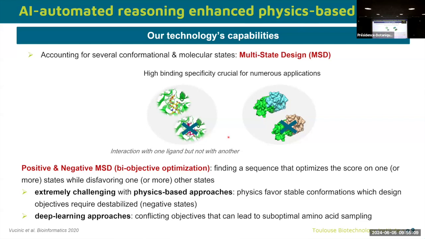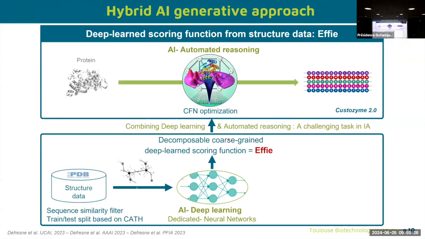To bypass this drawback, we developed a decomposable deep learning scoring function called EFI that learns on the structures in the PDB and can be combined with the automated reasoning algorithm of the tool that I presented before, since it is also a decomposable score function. So it is a hybrid AI integrative generative approach because it uses two different types of AI methods, the deep learning and the automated reasoning approaches.